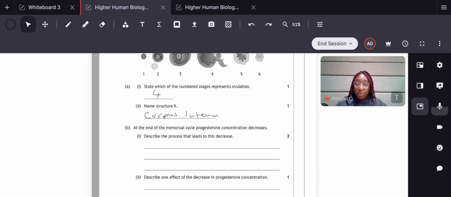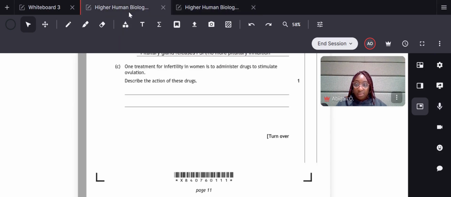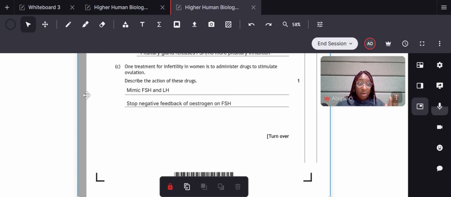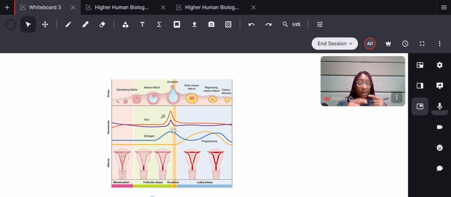So if you want to give drugs for infertility, what you might want to do is you might want to do two things. You might want to, number one, mimic the action of FSH and LH. Or you might want to stop the negative feedback effect of estrogen on FSH. Because here, as you produce FSH, the follicle is going to develop. As the follicle develops, it produces estrogen, and that estrogen is going to cause a decrease in FSH. But you don't want that. So you want the negative feedback from estrogen on FSH to stop. So you want it to have uninhibited FSH production so that you can ovulate and create eggs.